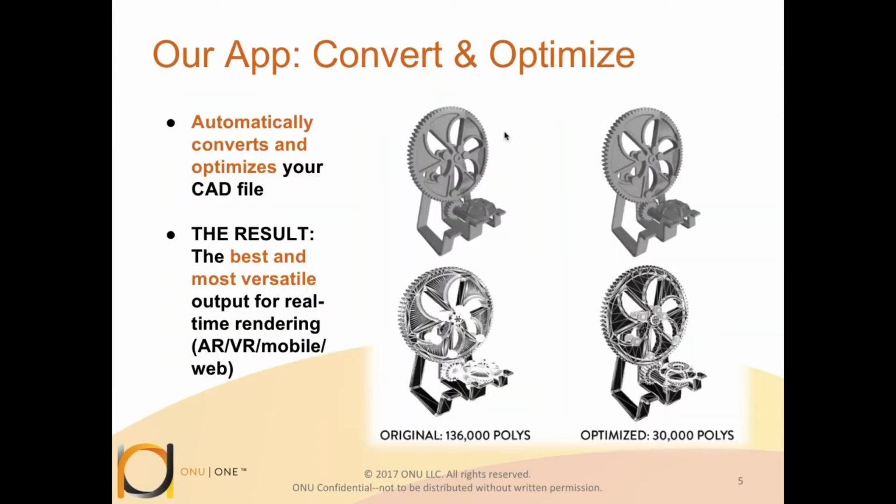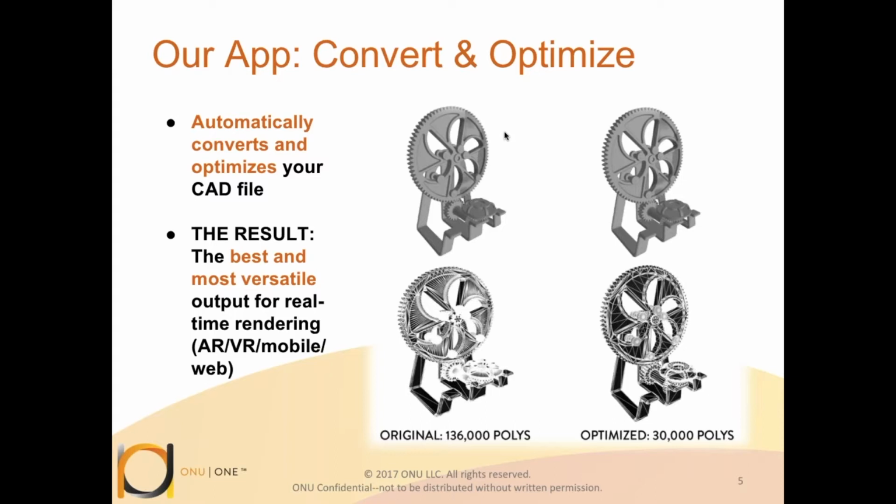Speaking about the app itself, the app is focused on Convert and Optimize, that step that takes your CAD and creates a lightweight polygonal file that can then be viewed and served as the basis for meeting those various endpoint requirements. So we automatically convert and optimize that CAD file into a polygonal file, and you can see here one example where we've imported this gear set and eventually reduced it to only 30,000 polys while still retaining a reasonable level of detail. And that's really the crux of it.